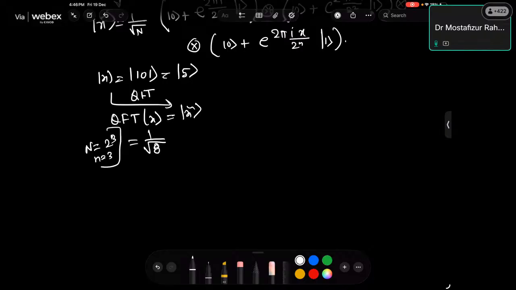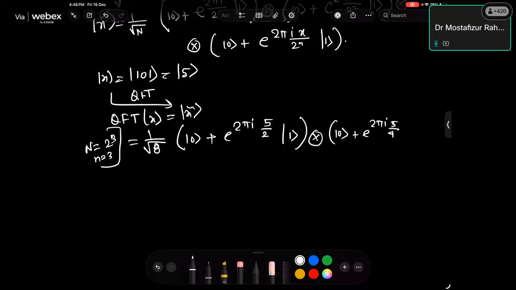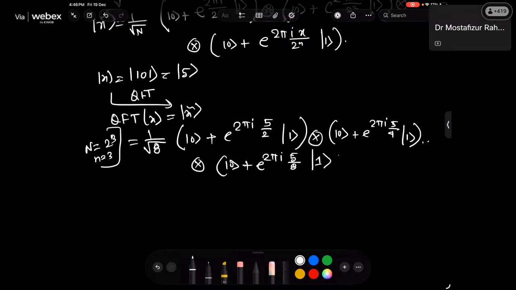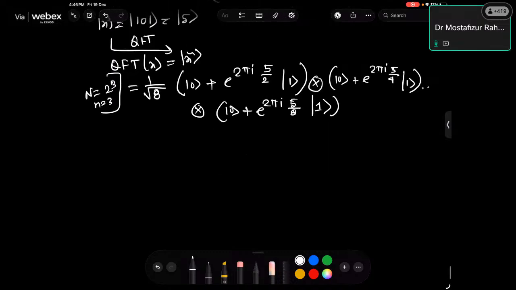So 1 by square root 8, and 0 plus e to the power 2 pi i 5 by 2, get 1, tensor product with 0 plus e to the power 2 pi i 5 by 4, get 1, and so on. And the last term will be 0 plus e to the power 2 pi i 5 by 8, get 1, right? So there are only 3 terms, and these will be the three particular terms for 3 qubits, right?